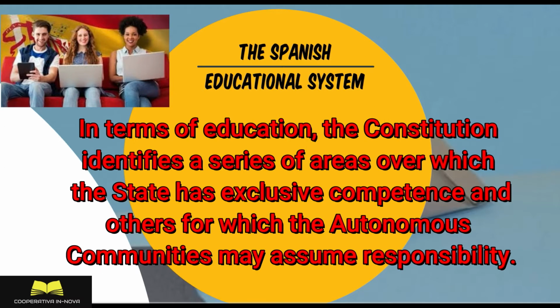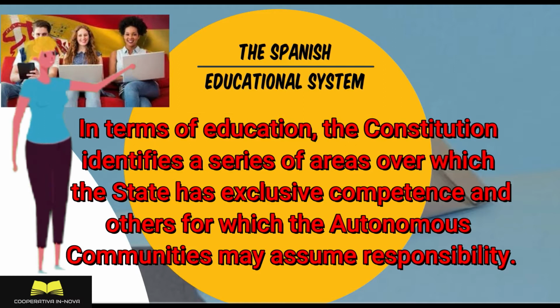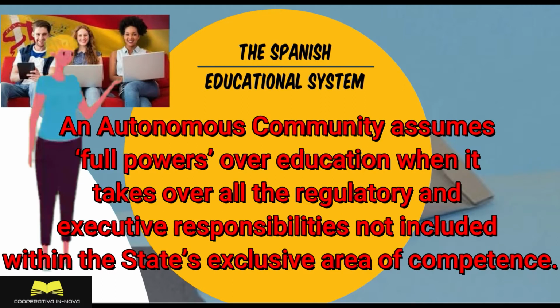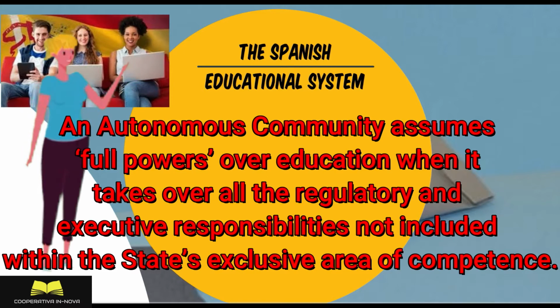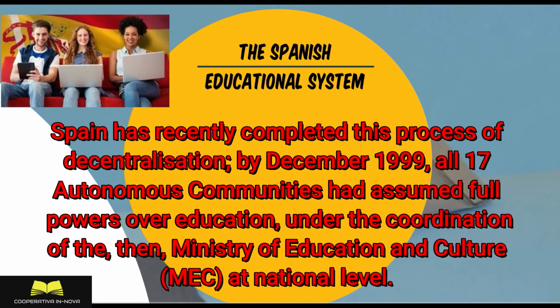In terms of education, the Constitution identifies a series of areas over which the state has exclusive competence and others for which the autonomous communities may assume responsibility. An autonomous community assumes full powers over education when it takes over all the regulatory and executive responsibilities not included within the state's exclusive area of competence. Spain has recently completed this process of decentralization. By December 1999, all 17 autonomous communities had assumed full powers over education, under the coordination of the then Ministry of Education and Culture, MEC, at national level.